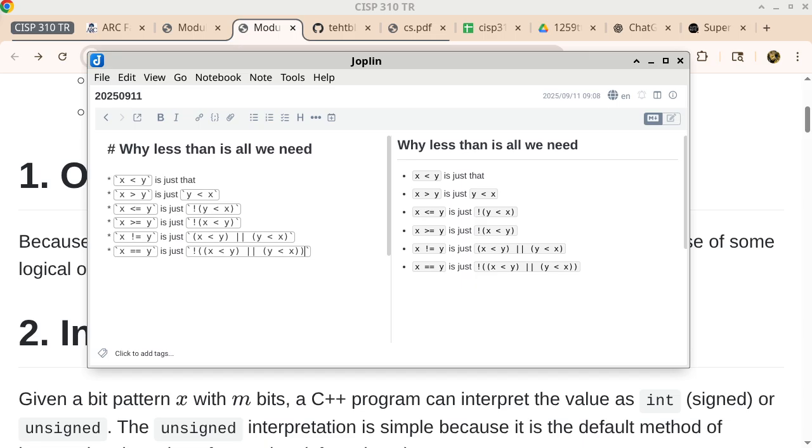If you look at these six relational operators, you can see how we can use a logical operator, or several logical operators combined with the less than relational operator, and we can recreate all of the other relational operators. Are we doing okay so far? All right, so in theory, less than is all we need. You can call that the universal relational operator, because with that we can derive all of the other ones.